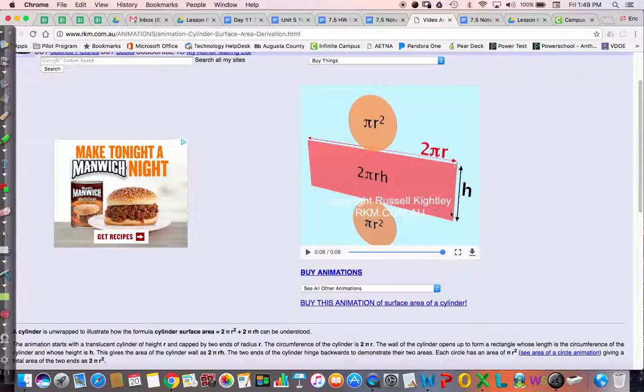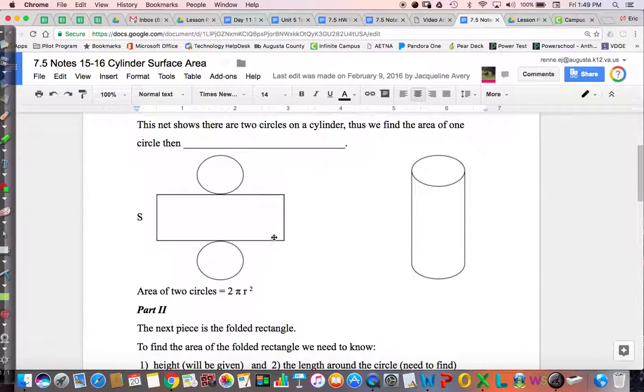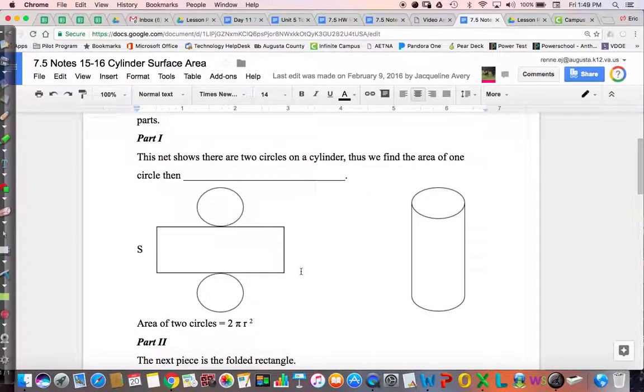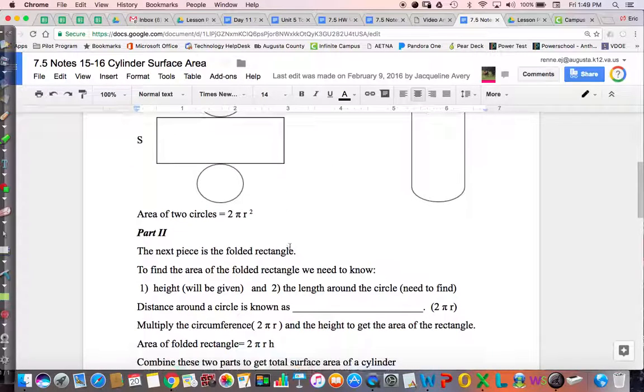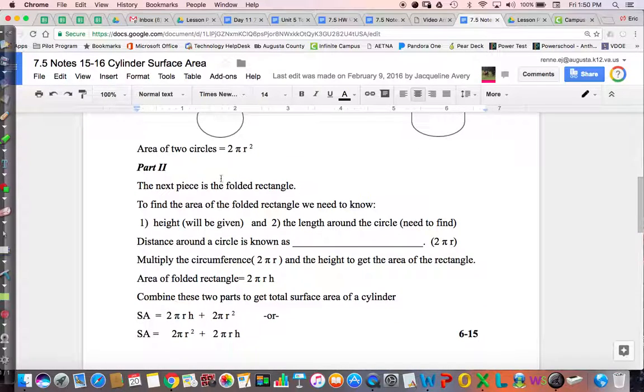And of course, we have the height here. So if we do 2 pi r times h, that will get the area of the rectangle. And if we do 2 times pi r squared, that will get the area of both circles. So let's go back to the notes here. So part 1 was looking at the area of two circles. Now we're going to look at the folded rectangle, which I just kind of spoke about.